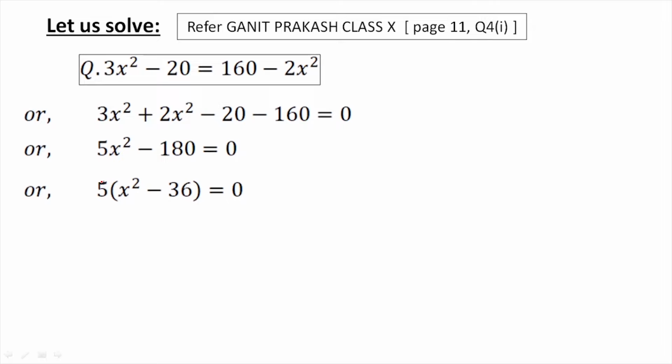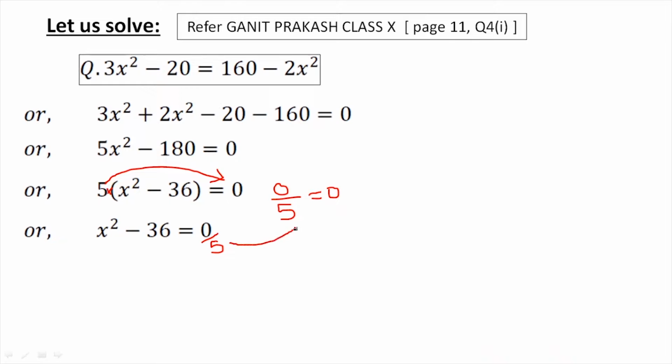Now we'll take this 5 onto the right hand side. So this is 5 into x square minus 36, and it goes onto the right hand side, and it becomes 0 by 5. It divides 0. So what is 0 by 5? It is equal to 0. So what do we get? We'll get x square minus 36 is equal to 0. Because 0 by 5 is equal to 0, it becomes x square minus 36 is equal to 0.